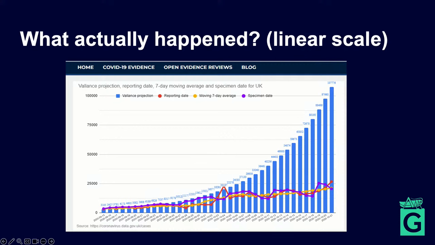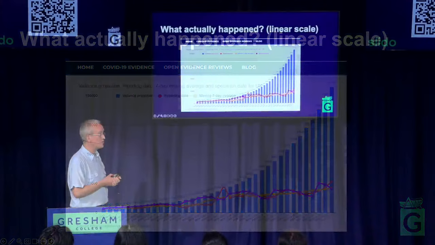Now, this slide comes from Carl Hennigan's group in Oxford, who was a skeptic of all of this stuff. And so he was presenting this to say, what a ridiculous prediction. This was obviously all overblown. But still, as I say, the second wave did happen.